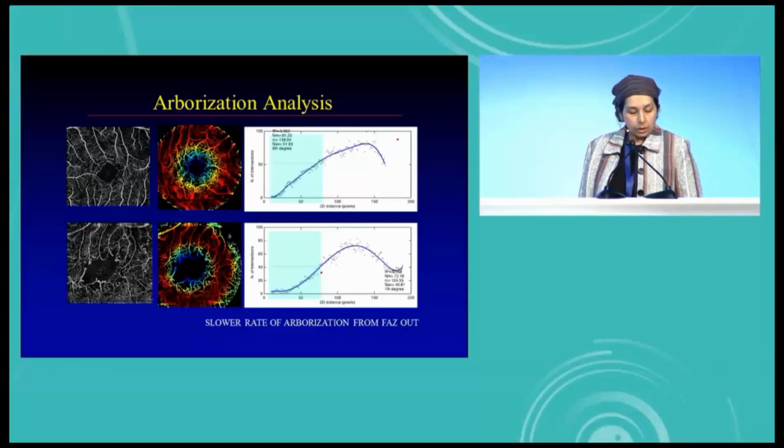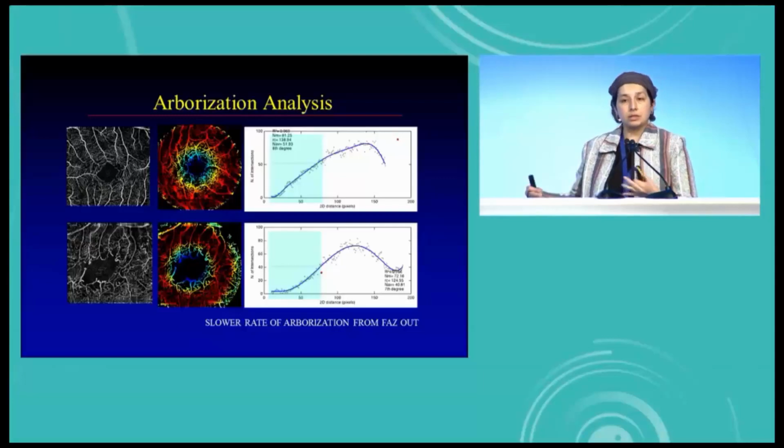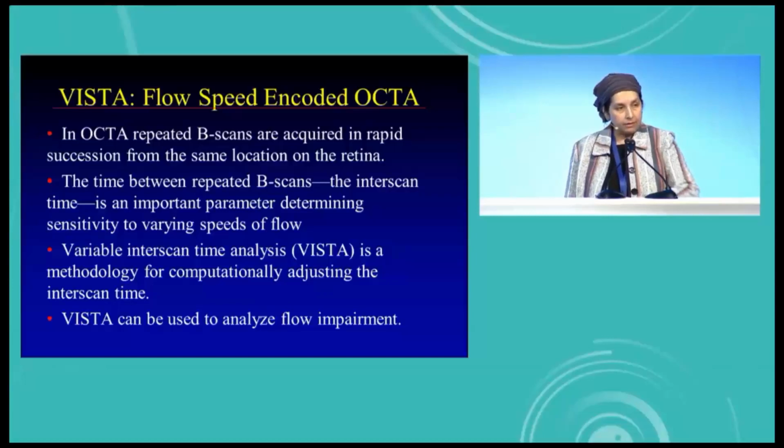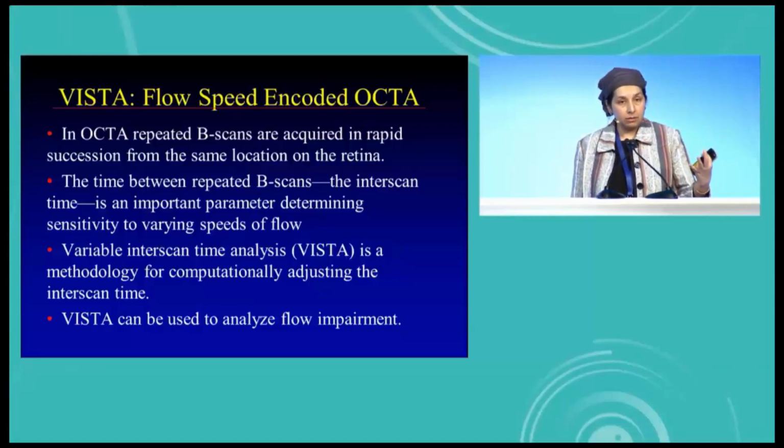Another thing you can do is arborization analysis in these patients, to look at the complexity of the branching of the vascular layers. As diabetic retinopathy becomes more severe, there's a slower rate of arborization from the foveal avascular zone outwards, primarily because of pruning of the vasculature. Again, this may be another sensitive indicator of vascular loss, although it's still an active area of investigation. All of these approaches to automated quantification have primarily looked at the vessels that you're visualizing, quantifying vessel area and vessel complexity.